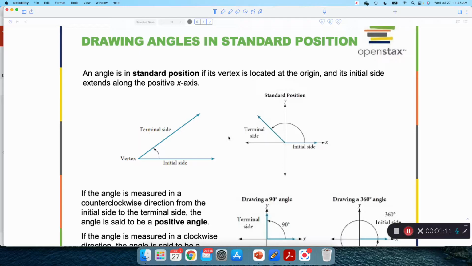So an angle in standard position, if we throw it in an XY coordinate system, means our initial side is along the x-axis, and then our terminal side is wherever. So this would show a positive angle because we're rotating counterclockwise.